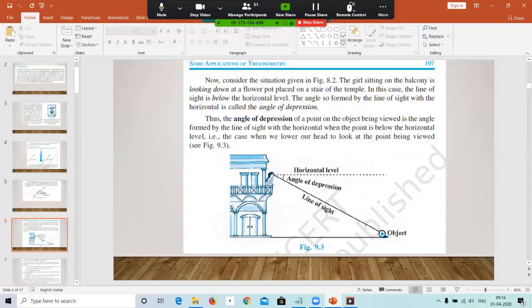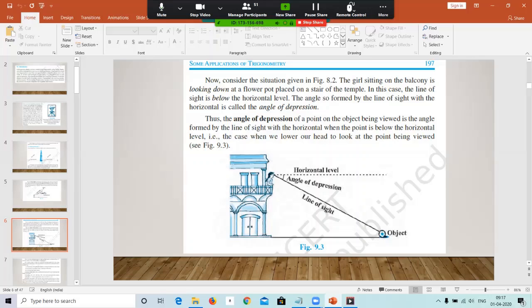A person is standing on the first floor, looking at an object which might be a football or something. Here is the horizontal level. Please mark this. This horizontal level and the ground level are parallel to one another. So in this case, you have this as the angle of depression. Can you see that, children? It is the angle between the horizontal level and the object, line of sight.